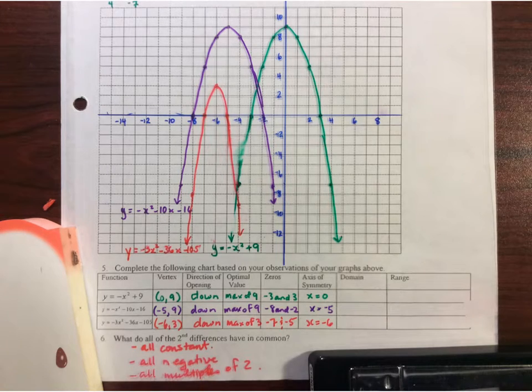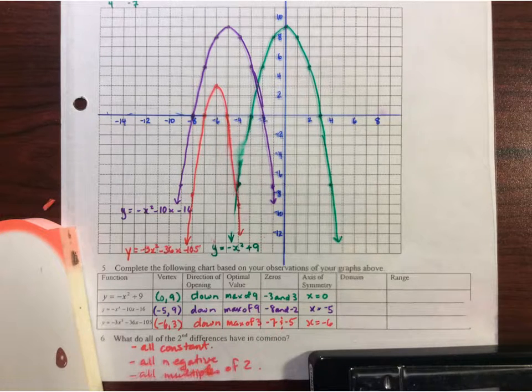If you look at your actual information down here, you can see where the vertex is for each one. These all have max values because they're opening down. We have our zeros, and our axis of symmetry is always the midpoint between our zeros. I've got a -8 and a -2 for my purple one, and halfway between -8 and -2 is -5. Yeah, that does make sense.